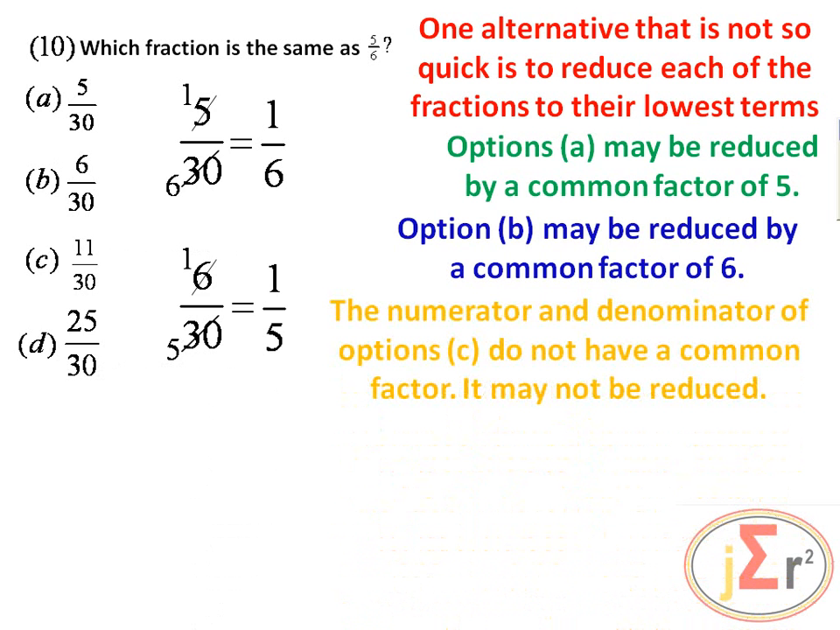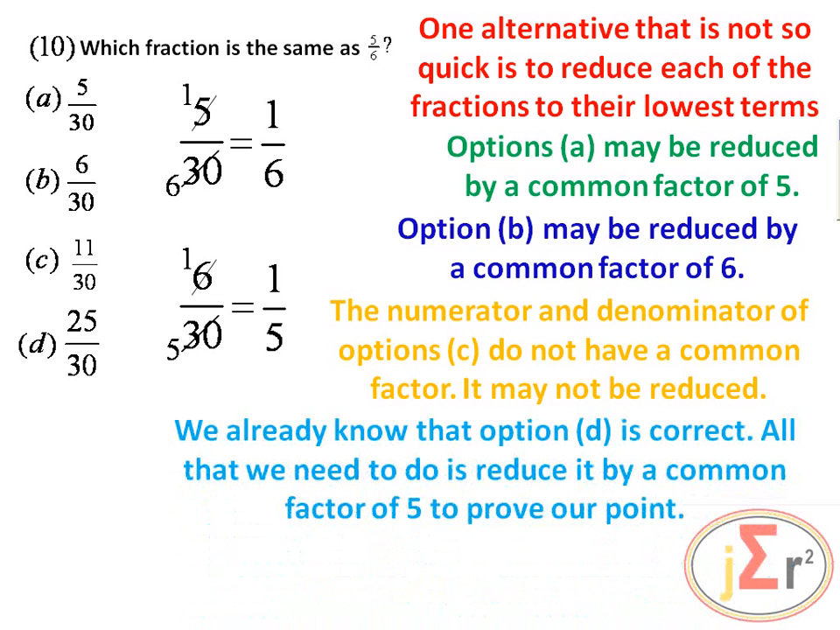What about option C? The numerator and denominator of option C, what can we reduce that by? Nothing. There is no common factor except 1. There is no common prime factor of the numerator and denominator of option C. So it may not be reduced.